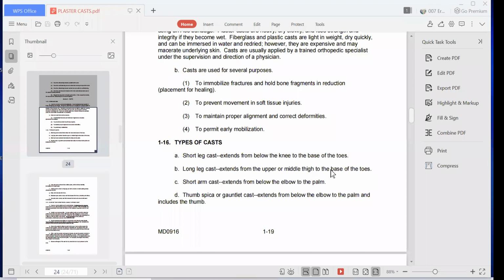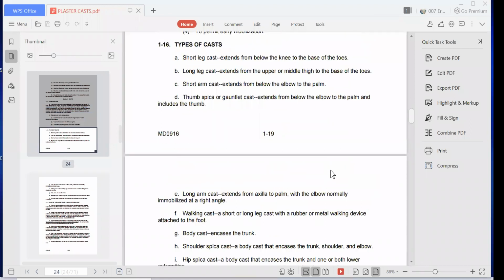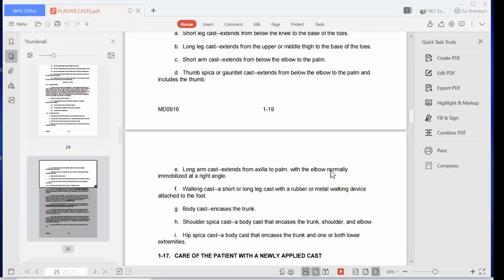Then short arm cast extends from below the elbow to the palm. Thumb spica or Gartland's cast extends from below the elbow to the palm and includes the thumb. Then long arm cast extends from axilla to palm with the elbow normally immobilized at right angle. Walking cast, a short or long leg cast with rubber or metal walking device attached to the foot. Body cast fully encases the trunk. Sometimes you might have seen in hospital, the whole body up to the trunk is involved. That is called a body cast.